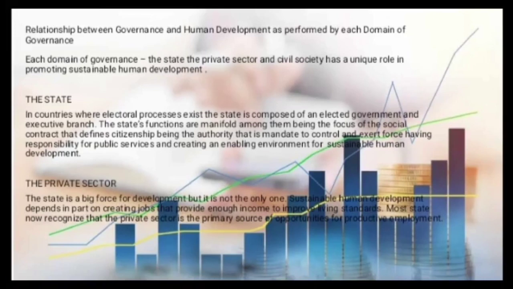Relationship between governance and human development as performed by each domain of governance. Each domain of governance, the state, the private sector, and civil society, has a unique role in promoting sustainable human development. The state: in countries where electoral processes exist, the state is composed of the elected government and the executive branch. The private sector: the state is a driving force for development but is not the only one. Sustainable human development depends in part on creating jobs that provide enough income for a decent standard of living. Most states now recognize that the private sector is the primary source of opportunities for productive employment.